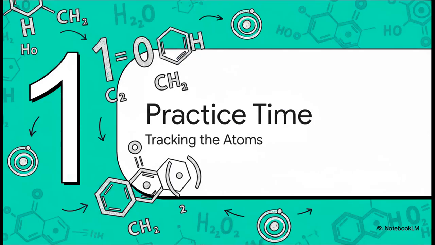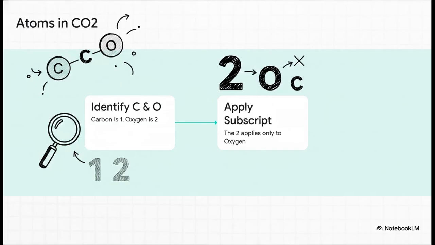Section 1. Practice. Tracking the atoms. All right, let's take these tools for a spin with a super simple formula. How many atoms are in CO2? Step 1, let's identify our elements. We've got C for carbon and O for oxygen.